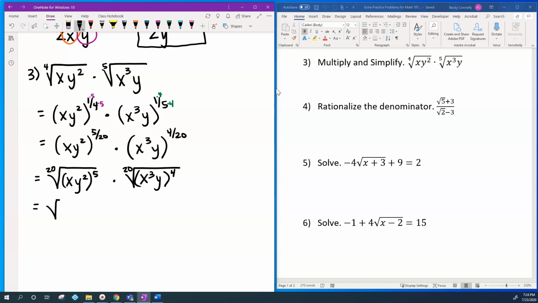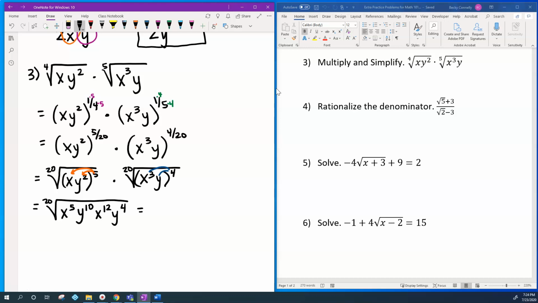So I'm just going to write it now all as one big root, because I know now that they're both to the 20th root. And so I'll have x to the 5th, right? So I'm distributing this through here. Make sure everybody's with me. And here. So x to the 5th, y to the 10th. And then on the other one, I want to distribute my 4 through to everybody. So that would give me x to the 12th, y to the 4th.